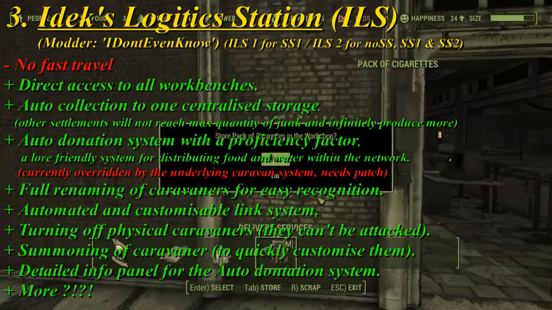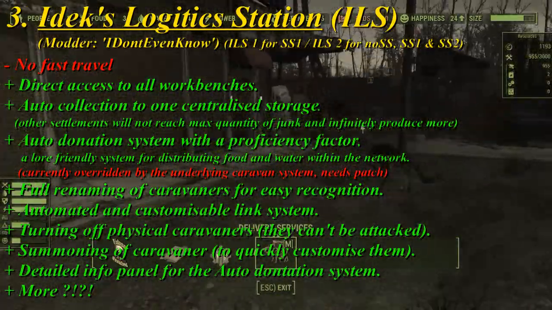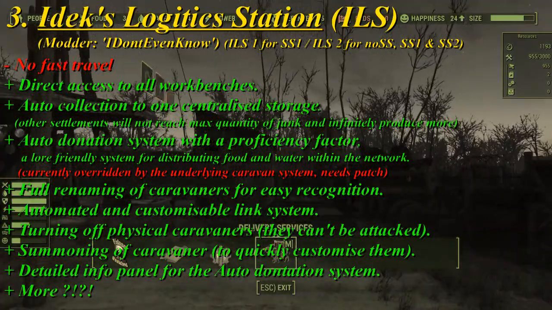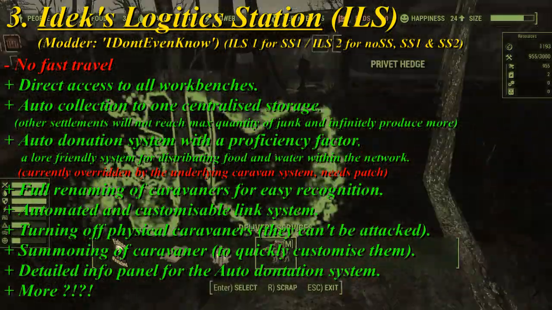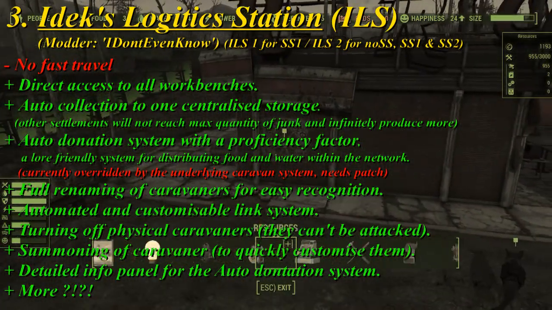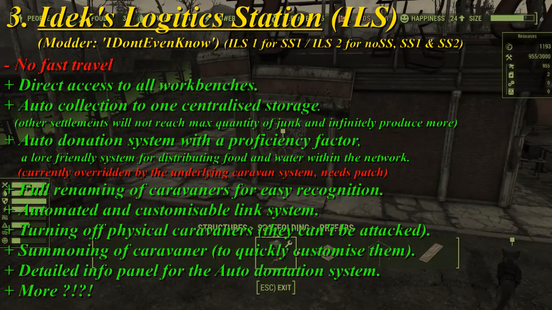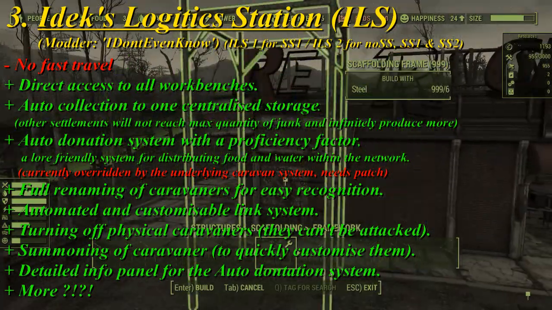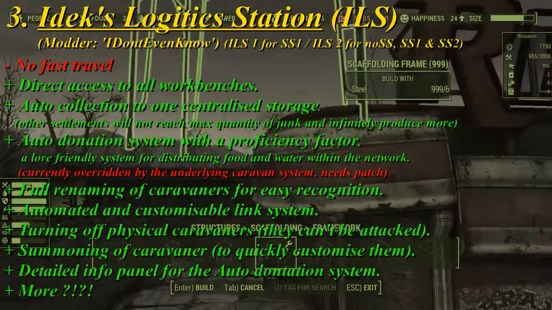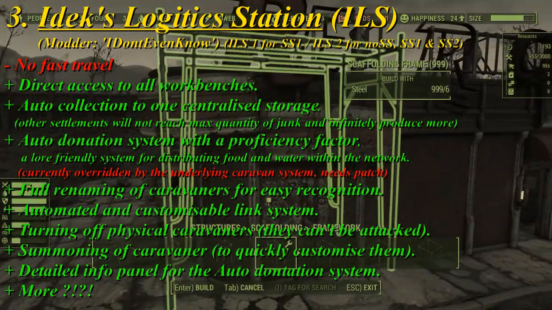So at level 1, it's only 75% active. So if you have a surplus of 10 water in a settlement, that settlement will only donate 7.5 water to the network. At level 2, it's 85%, and at level 3, it's 100%, so there's no more loss of materials. However, as I said, this is currently overwritten by another donation system, which is always stuck at 100% and distributes it across the settlement.